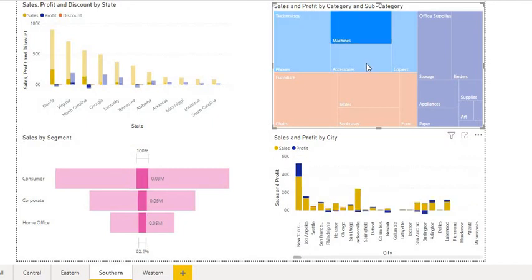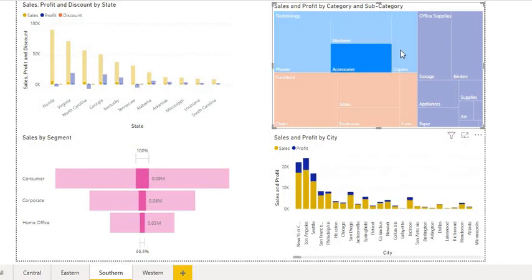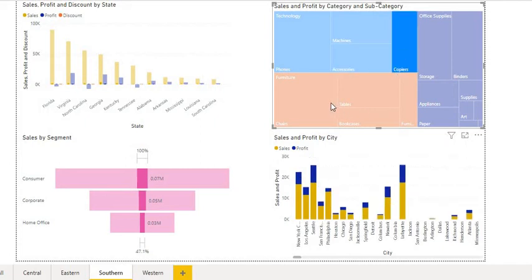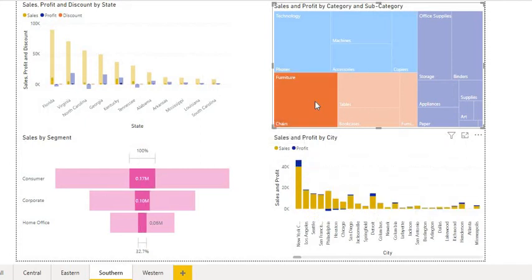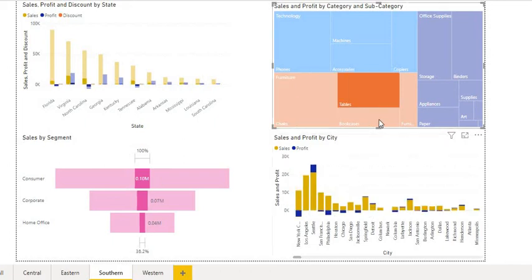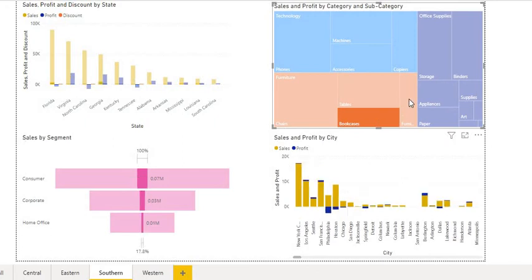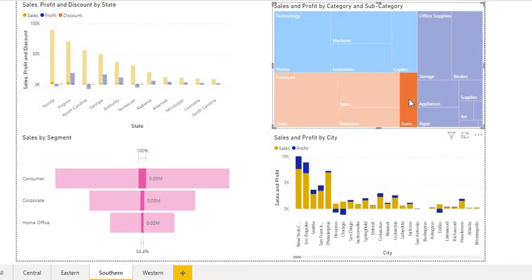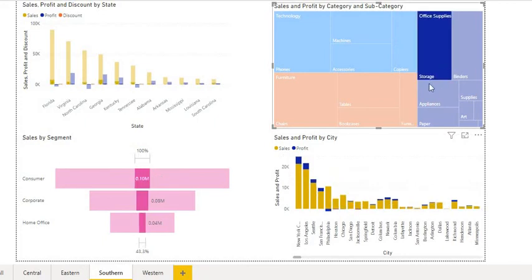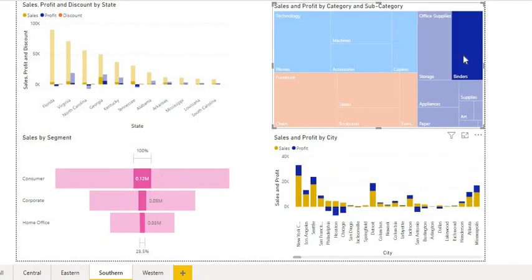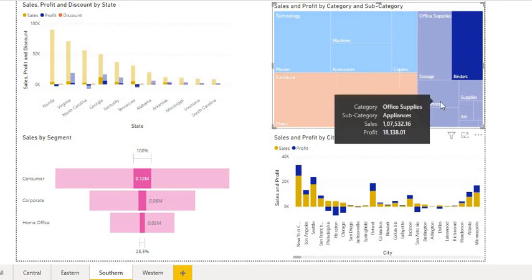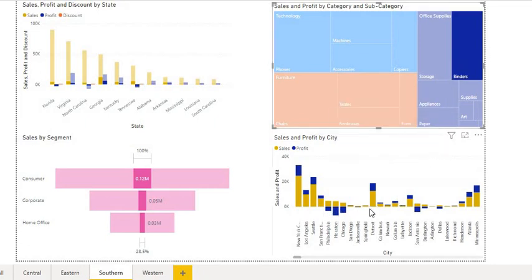Phones doing fine. Machine, there is loss. Accessories, good. Copiers, very good. Furniture items, in the southern region we already saw that furniture are making profit, so you can already see that. There is loss in tables though. In bookcases or in furnishings it's good. When it comes to office supplies, storage good. Binders good. Not so good. In binders there are loss in some cities.